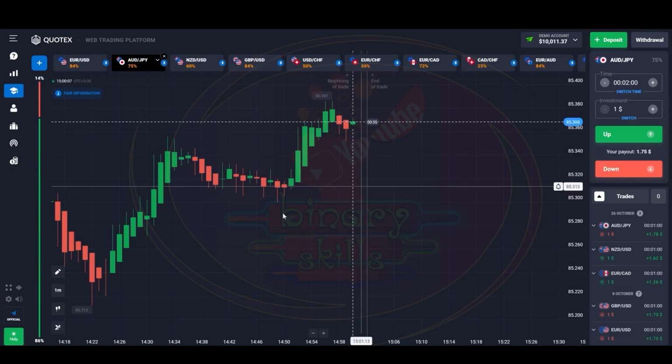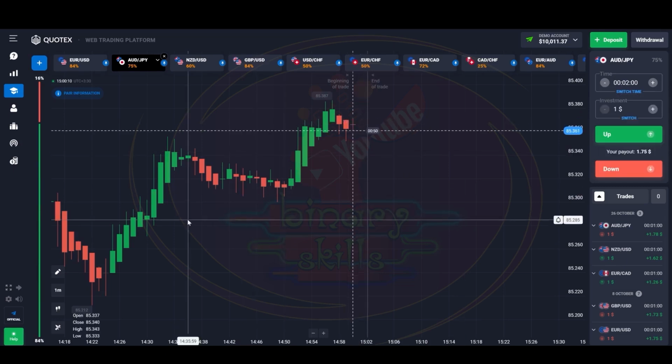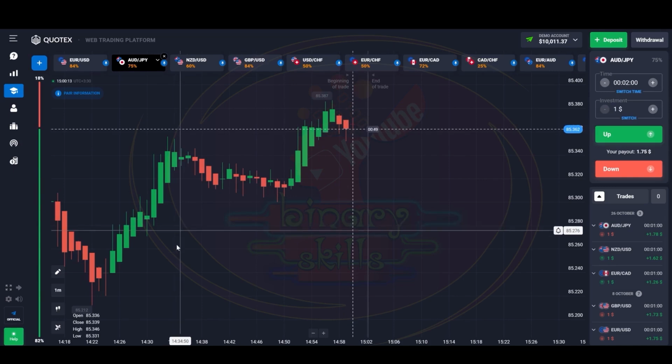I'll be teaching this strategy using the Quotex broker, and I'll also perform a few trades using this method. However, you can use it on any broker you prefer.